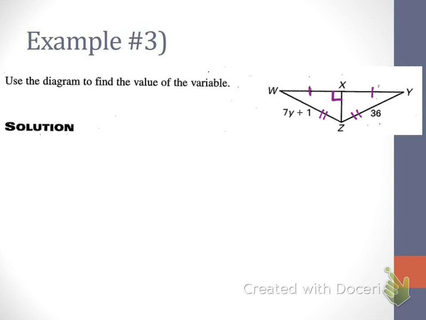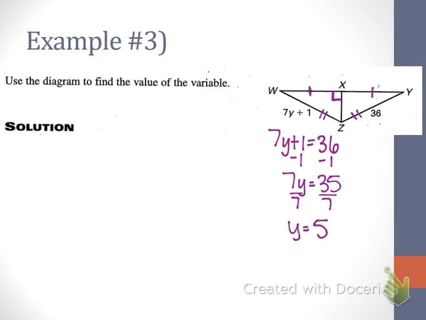What's our equation? Good. To solve it, our first step would be subtract 1, 7y equals 35. Last step. Divide, y equals 5. Questions, concerns? Okay, need more time?